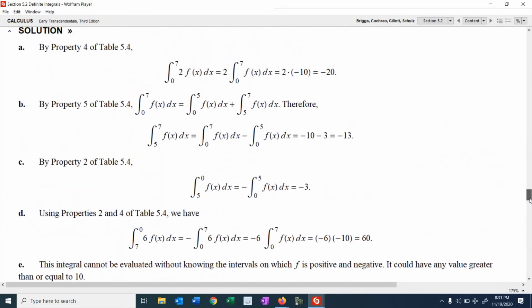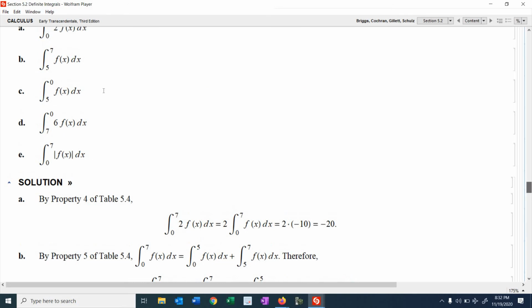Okay, and so what you can do here is, starting with this equation, you can subtract this definite integral from 0 to 5 to the left-hand side. And what that's going to give you is the definite integral from 0 to 7 minus the definite integral from 0 to 5, which is this. And that's going to be equal to the definite integral from 5 to 7, which is this side. Since we know this one is negative 10 and we know this one is 3, you're just going to get negative 10 minus 3, which is negative 13.